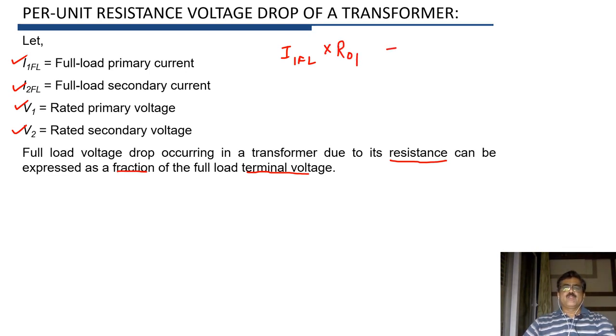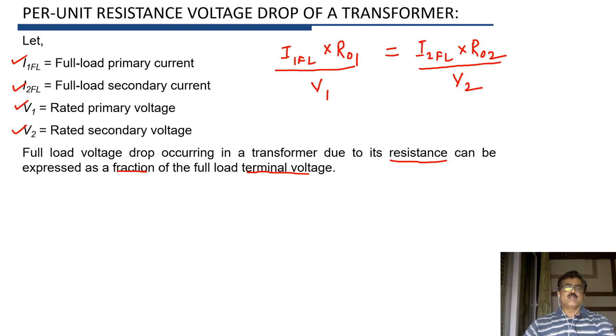Or the same voltage drop, if we refer the circuit to the secondary side, will be I2 full load into R02. Here R01 and R02 are equivalent resistances of transformer as referred to primary and secondary, but these values are in ohm. Now, if you want to express this as a percentage of rated voltage, then the primary side voltage drop must be divided by V1 and the secondary side voltage drop must be divided by V2.